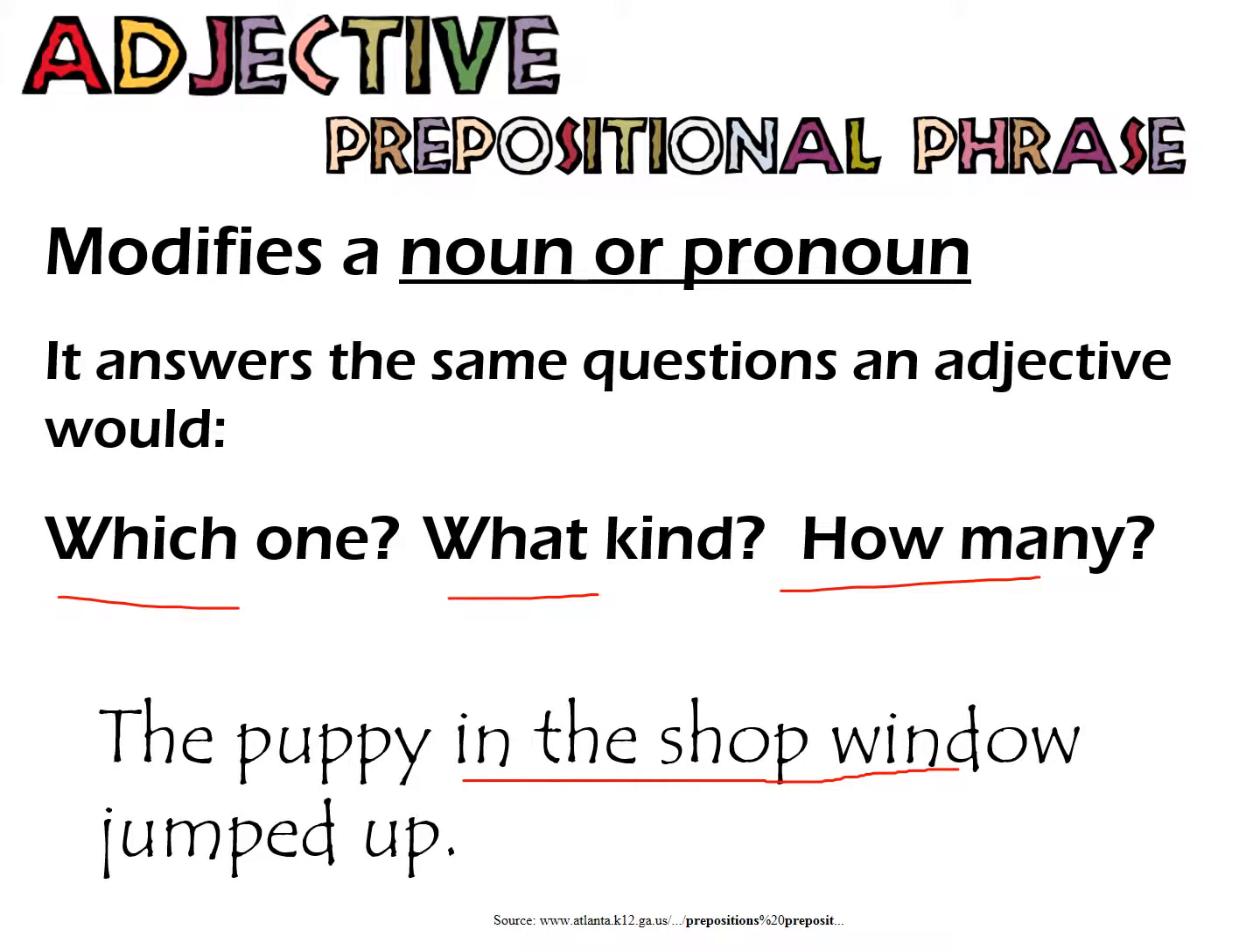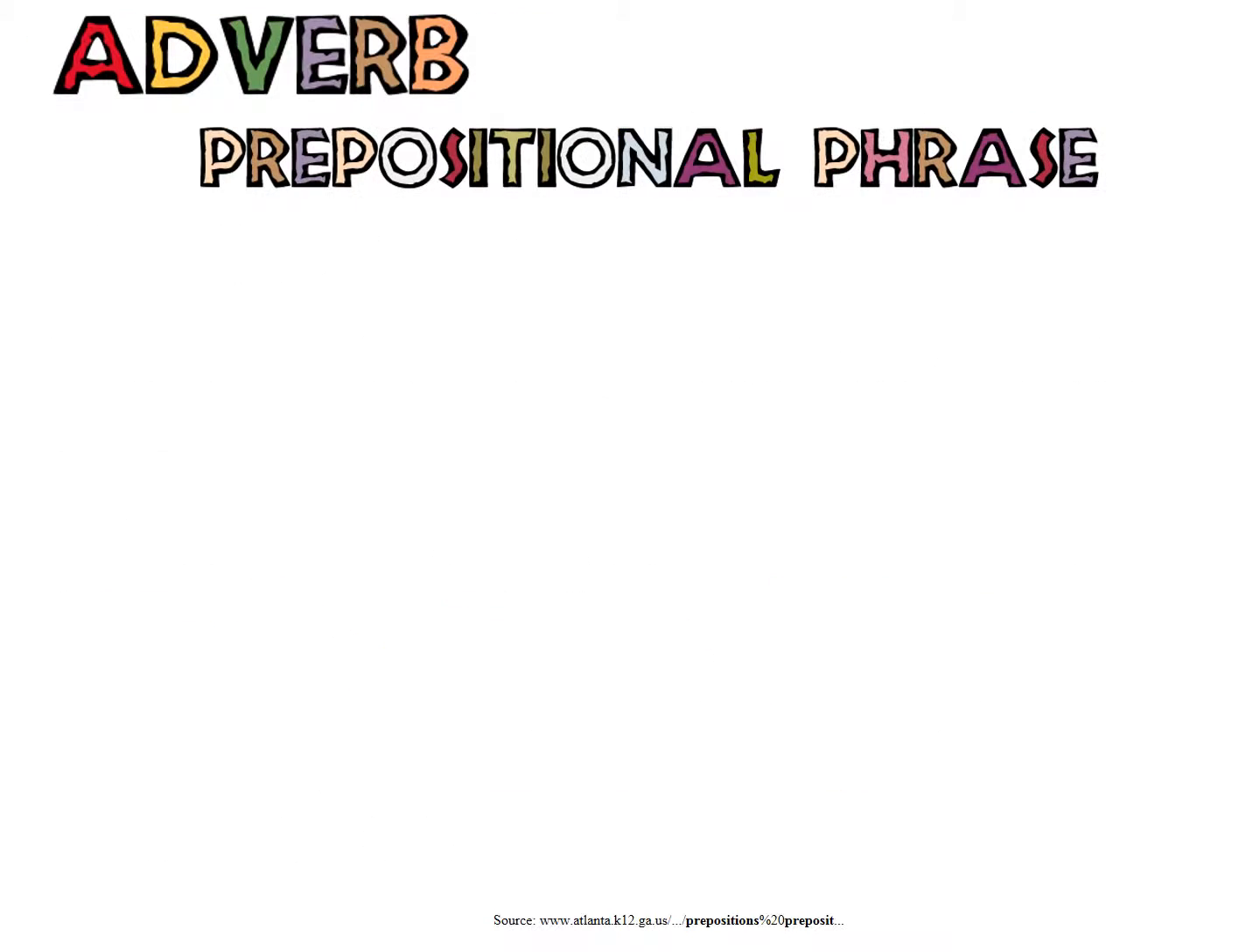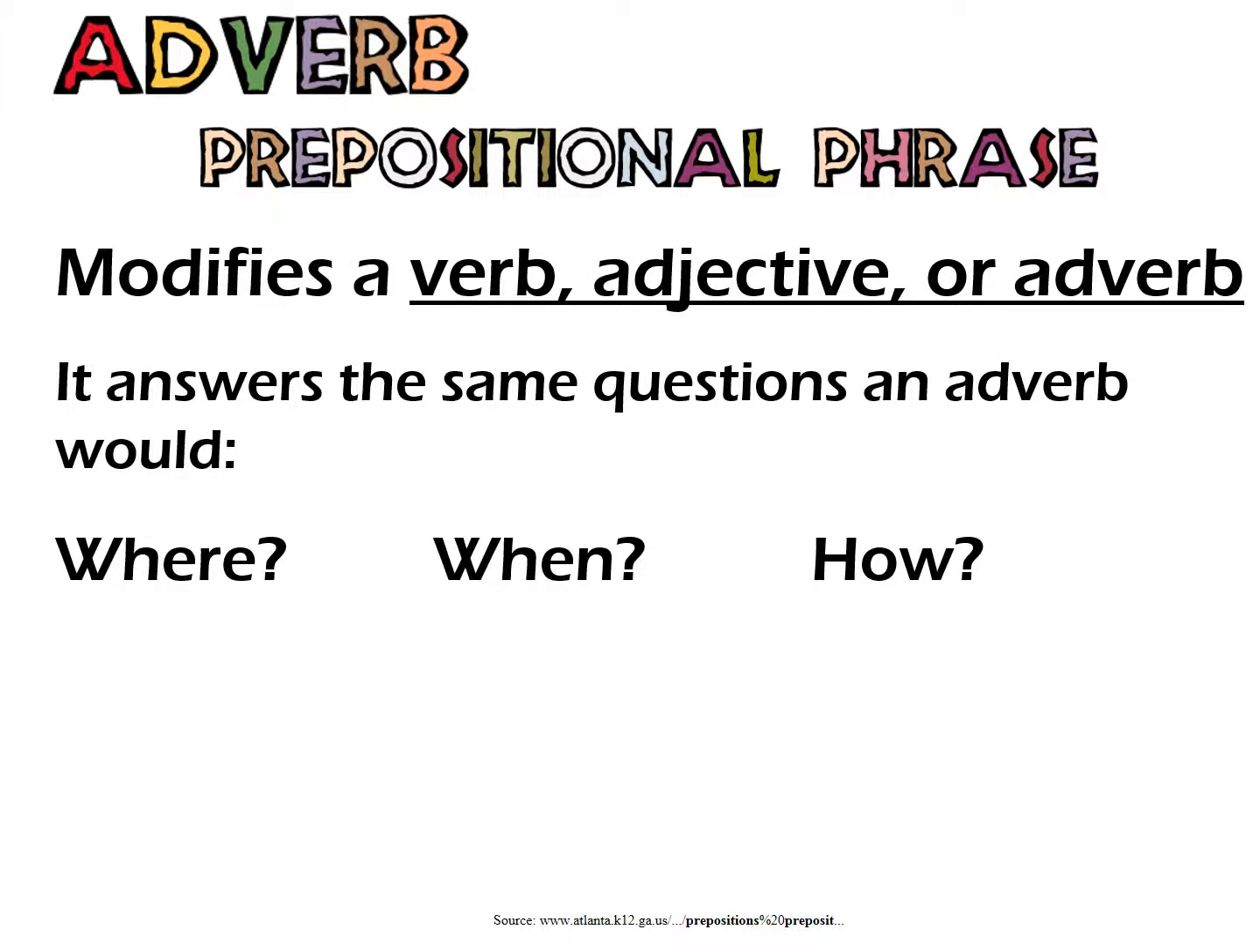But in this case, it's operating as an adjective because it's giving us information about the puppy, the noun in this particular sentence. It's identifying which particular puppy we are speaking about. So when it answers that question, it's an adjective prepositional phrase. And then we have adverb prepositional phrases, and these modify a verb, adjective, or adverb. It answers the same questions an adverb would, such as where, when, and how.